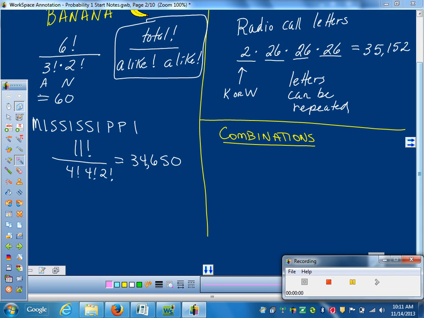Combinations. The good news about combinations, there's only one way. That's it. One way to do combinations. Anybody remember? Bingo, it's nCr. So if you're going to try to find combinations, you're just going to do nCr and that's it.